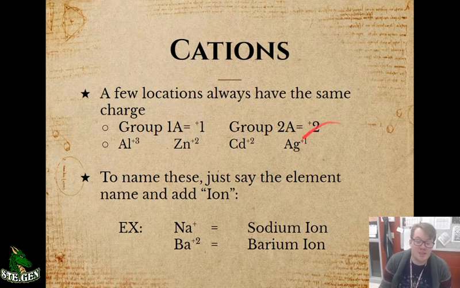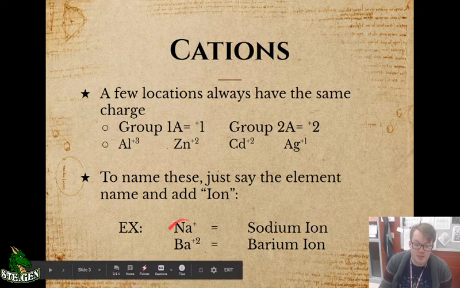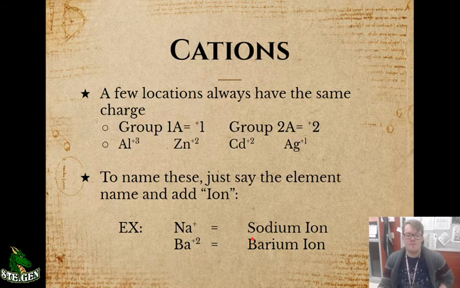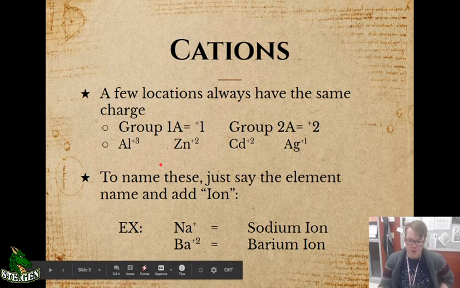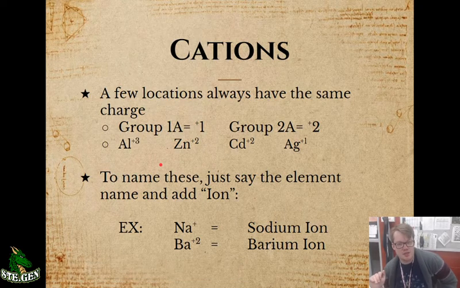To name these, you just say the element name and then you say ion. So what is Na+? Na+ is a sodium ion. What is barium? Barium, or Ba2+, that is a barium ion. Any of those are just element name, ion. There's no number, there's no modification to the ending, there's no prefix, no suffix, no anything.